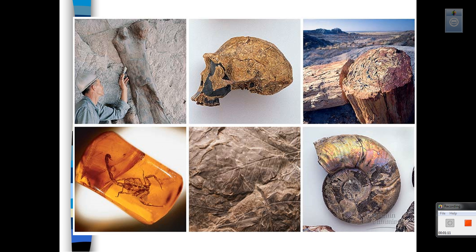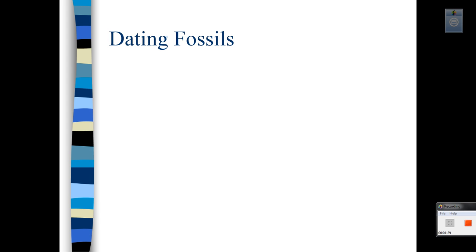These are some of the fossils that we have. We have bugs in amber, we have leaf imprints, we have skulls, we have petrified wood, dinosaur bones, shells from ancient snails and nautiluses, and all sorts of things that we can have fossilized. We date the fossils by figuring out how old they are.